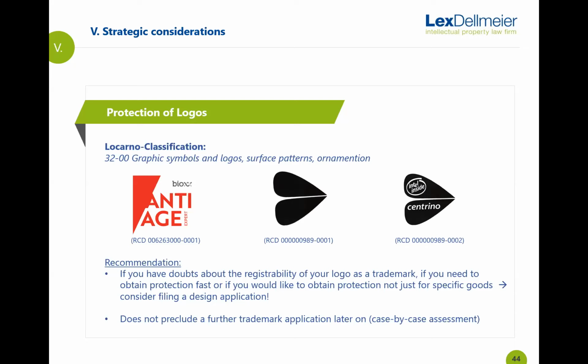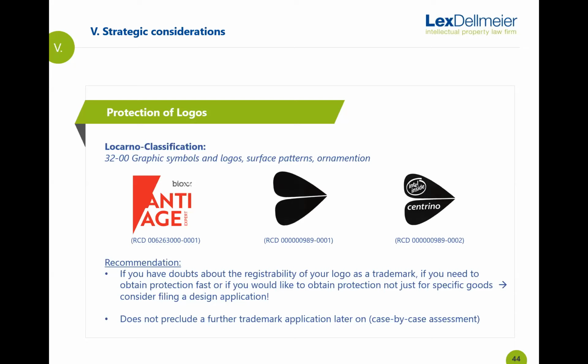So, a recommendation: if you have doubts about the registrability of your logo as a trademark, for example absolute grounds of refusal, anti-age, original, origin, or things like that, but there is some kind of stylization around it, it may be worth thinking about getting a design protection for that. How strong it is, we do not know at the very beginning. You will see in the long run.